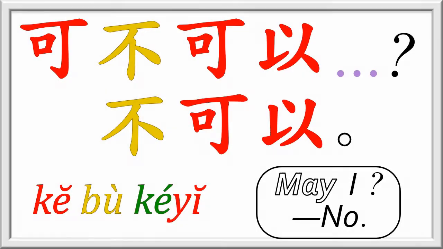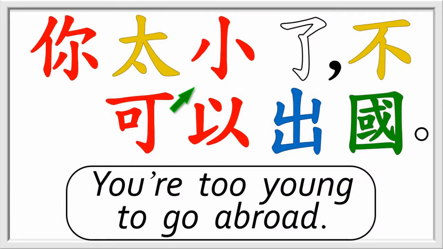Asking someone for permission would begin with 可以不可以, or its contraction, 可不可以. The yes affirmative response is 可以, and the negative no is 不可以. Yes and no in Chinese will usually repeat the verb used in the question. Our next example is a parent telling a child he may not travel abroad due to his young age. 你太小了, 不可以出国.